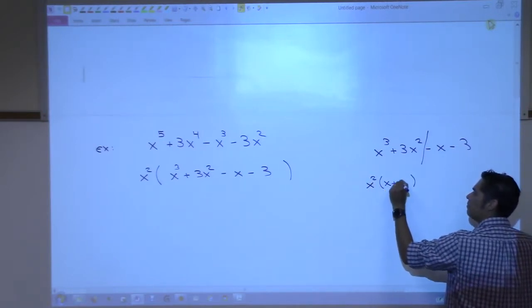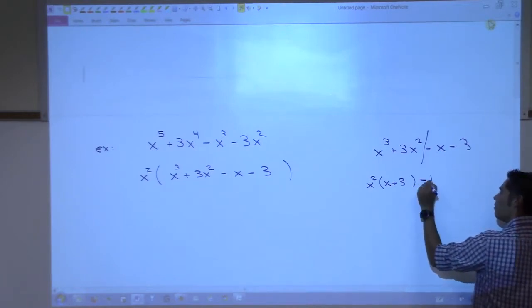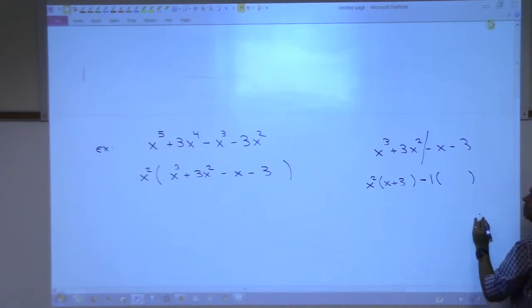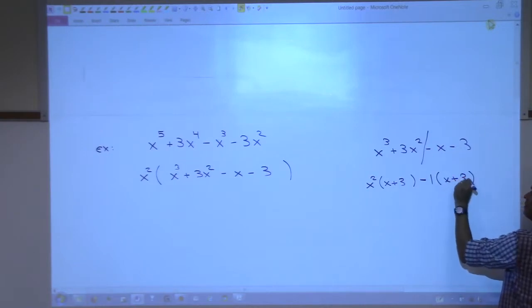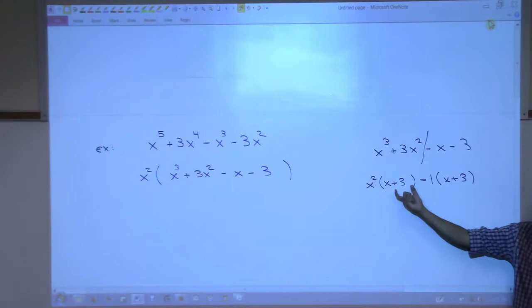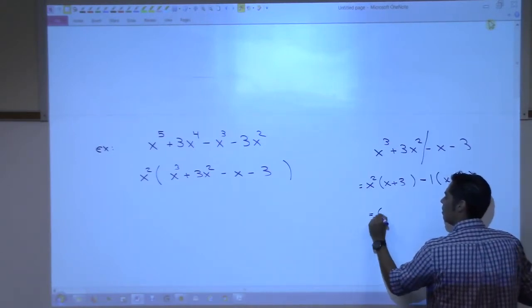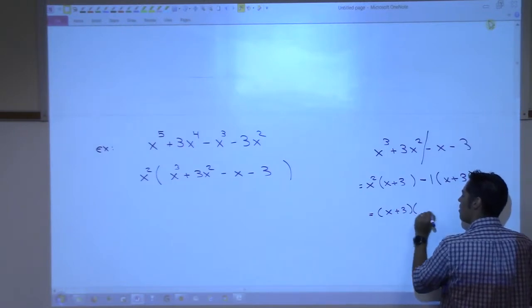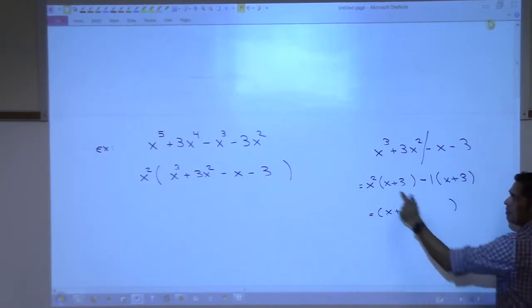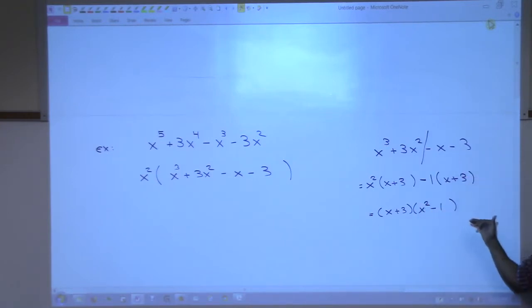What do I end up left with here? X plus 3. Okay, now I've got to pull something out of here. What do I pull out of these two? I'm going to pull a minus 1, a negative 1. And then what would be left in here? X plus 3 again. See how that works? Now these both have x plus 3, don't they? So I can pull that out. And that will be x plus 3. And what goes in that next parentheses? X squared minus 1. Okay, so that's the grouping, right?